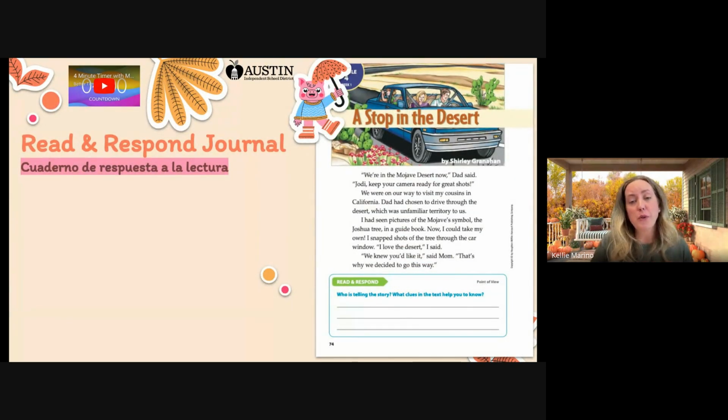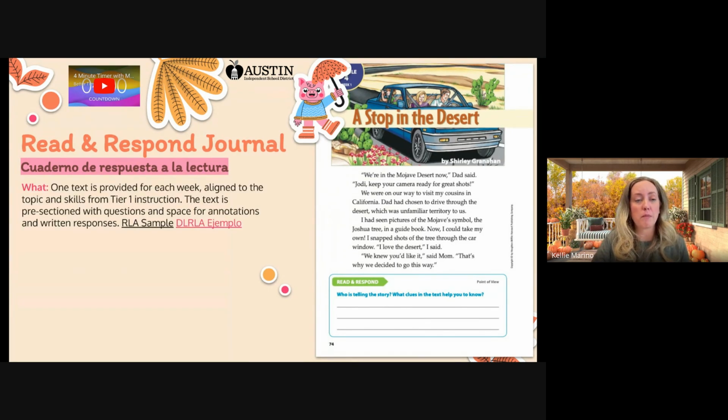So the first resource we are going to deep dive into is the Read and Respond Journal, or the Cuaderno de Respuesta a la Lectura. And Melanie has just dropped in the chat an example of both English and Spanish for this resource. If you've never seen these before, they look like this little picture here. There's clear images, chunked text, and text-dependent questions that are directly connected to the text above it. There's one text provided for each week. It is always aligned to the topic and skills from Tier 1 instruction.